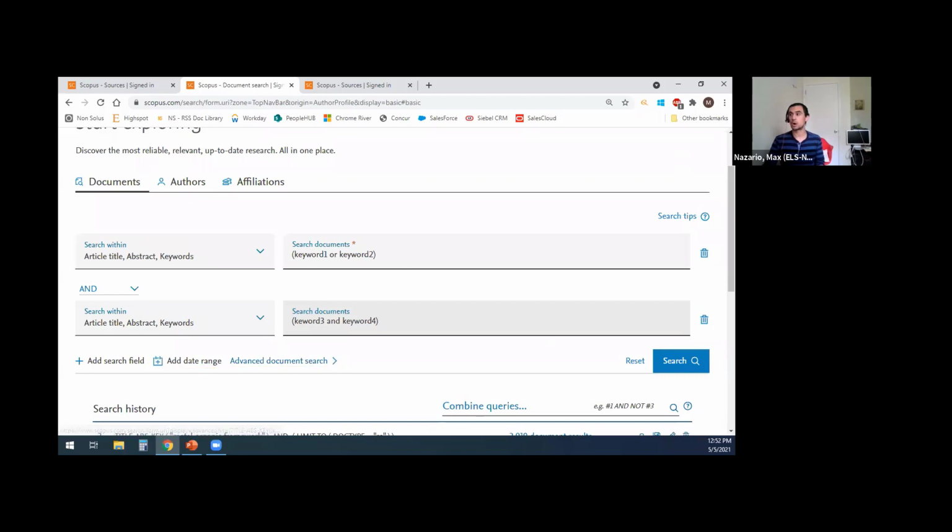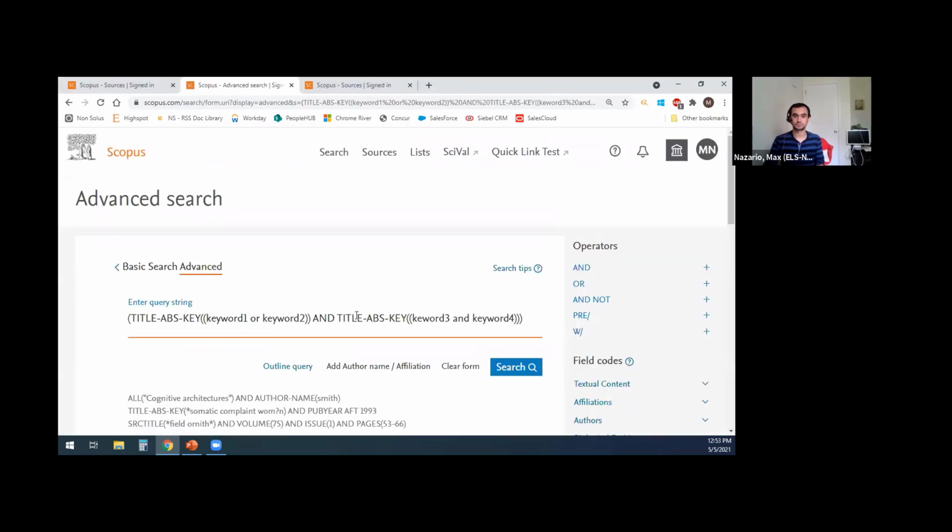So that's how you can do it with the basic search. But oftentimes, when you're looking to do a search like that, you may want to create them in the advanced search instead. You'll see when I hit advanced search after entering something in the basic search, it's going to take that term I just entered and make it into an advanced search term that I can then modify myself.